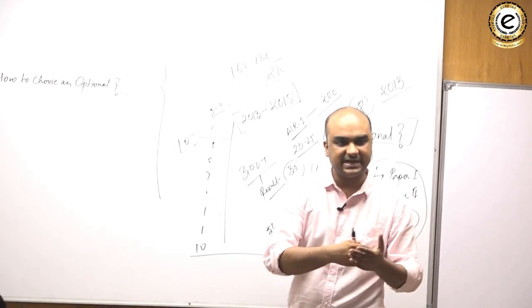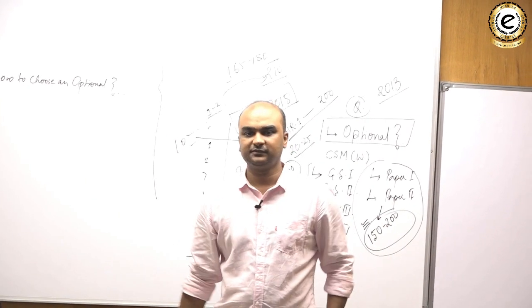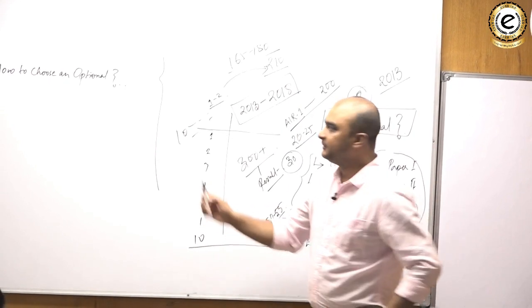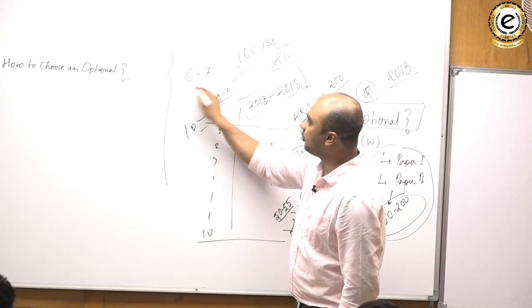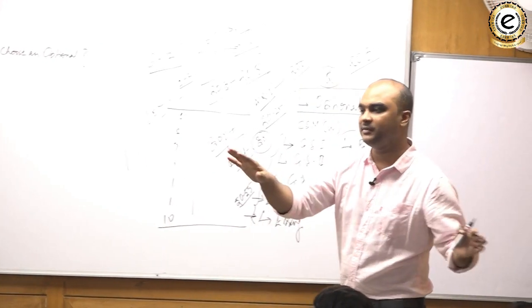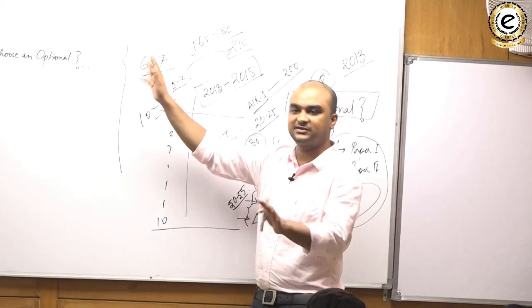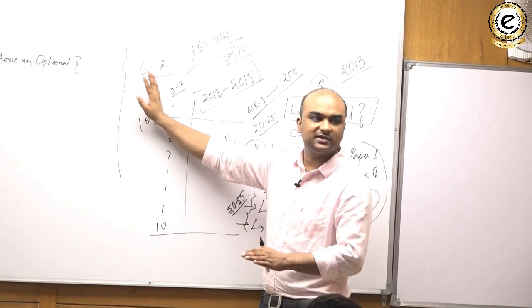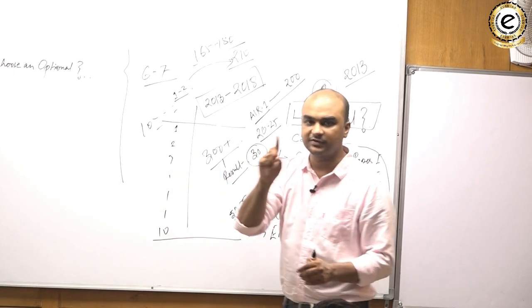It means there is an array of spectrum which is open, but yet you would see that there are 6 to 7 optionals which regularly feature, and you talk with most of the people and you will find that they are one among the 6 or 7. Why are they choosing such optionals? There must be some reason behind it.